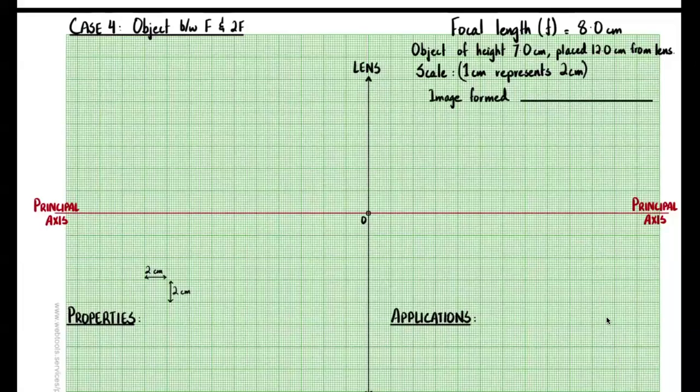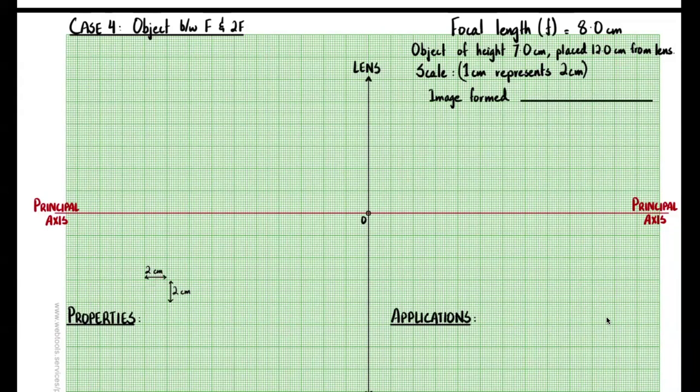Alright, so now moving on to case number 4. In this case, the focal length is given, and the object is placed 12 centimeters from the lens, but the scale says that 1 centimeter represents 2 centimeters. So if this is like a 1 centimeter box, it's actually 2 centimeters.